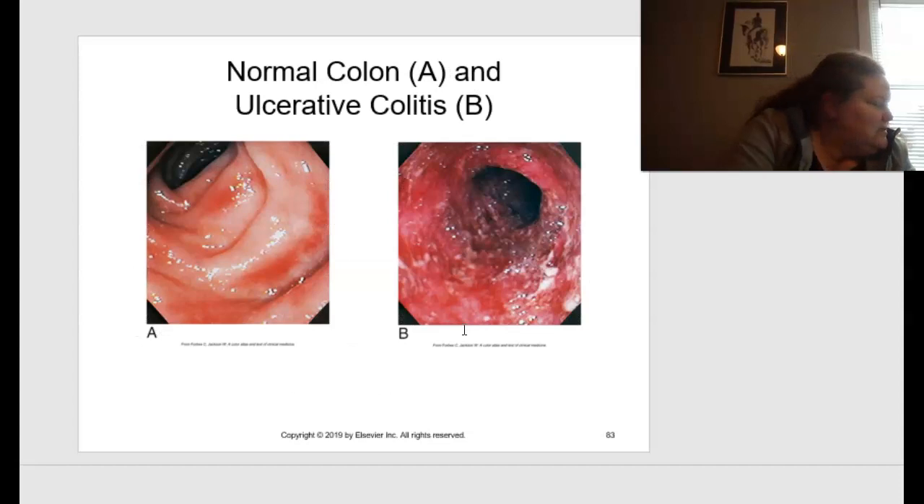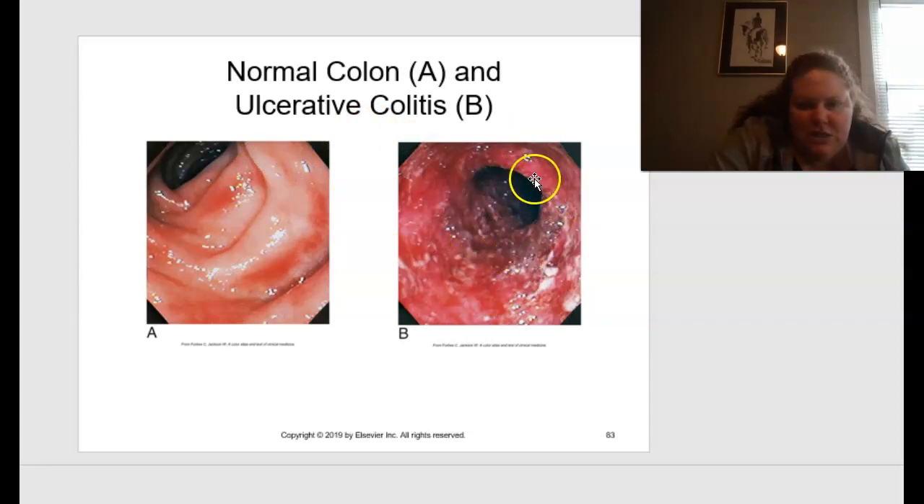So this is figure 17.23 in your book on page 472. This is showing a normal colon on the left, and then a colon affected by ulcerative colitis. So you can see all the irritation and the difference in the texture of that colon.